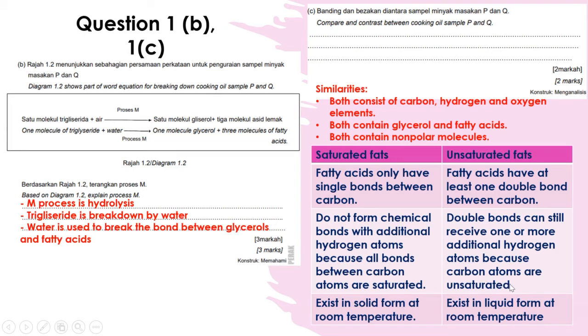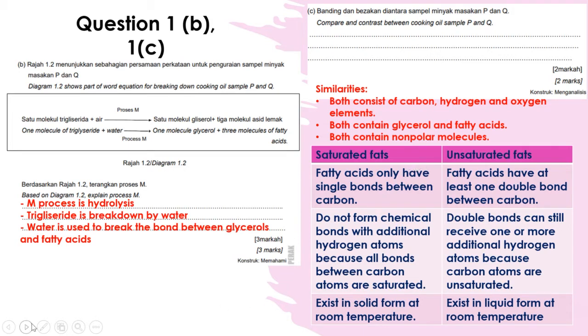unsaturated. Okay, so the third difference is existence in solid form. This one is the simplest that you can memorize. The saturated fat exists in solid form at room temperature, whereas the unsaturated fat exists in liquid form at room temperature. So this is a very obvious difference that we can see. These are the suggested answers for the difference between saturated fat and unsaturated fat. So you can choose any point there.